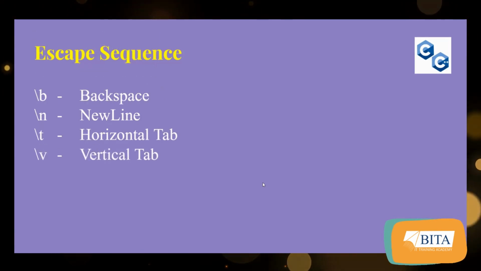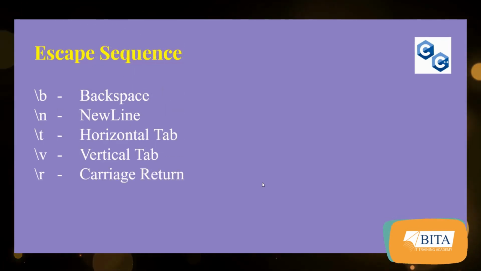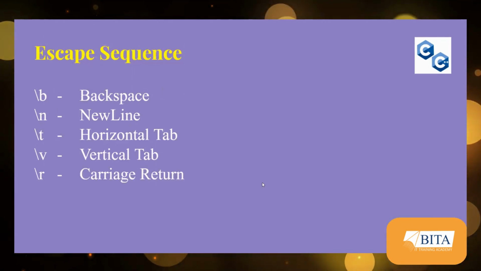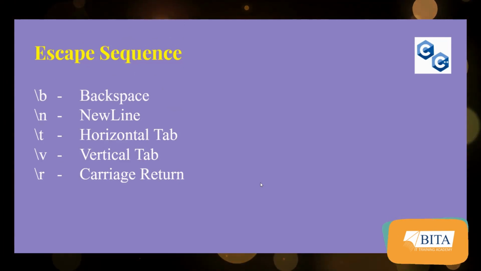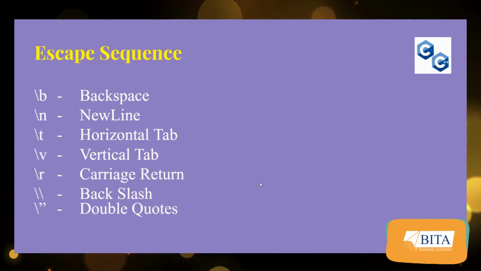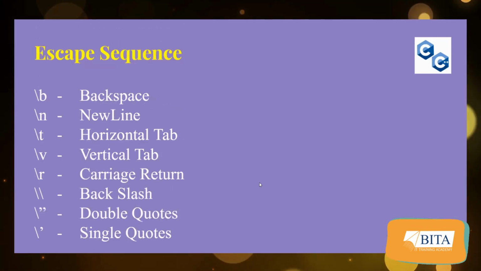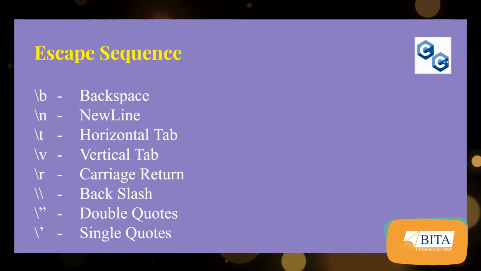Vertical tab inserts vertical spacing. Carriage return moves the cursor to the start of the current line. Backslash is used to insert a backslash character. Double quotes display double quotation marks. Single quotes display single quotation marks.